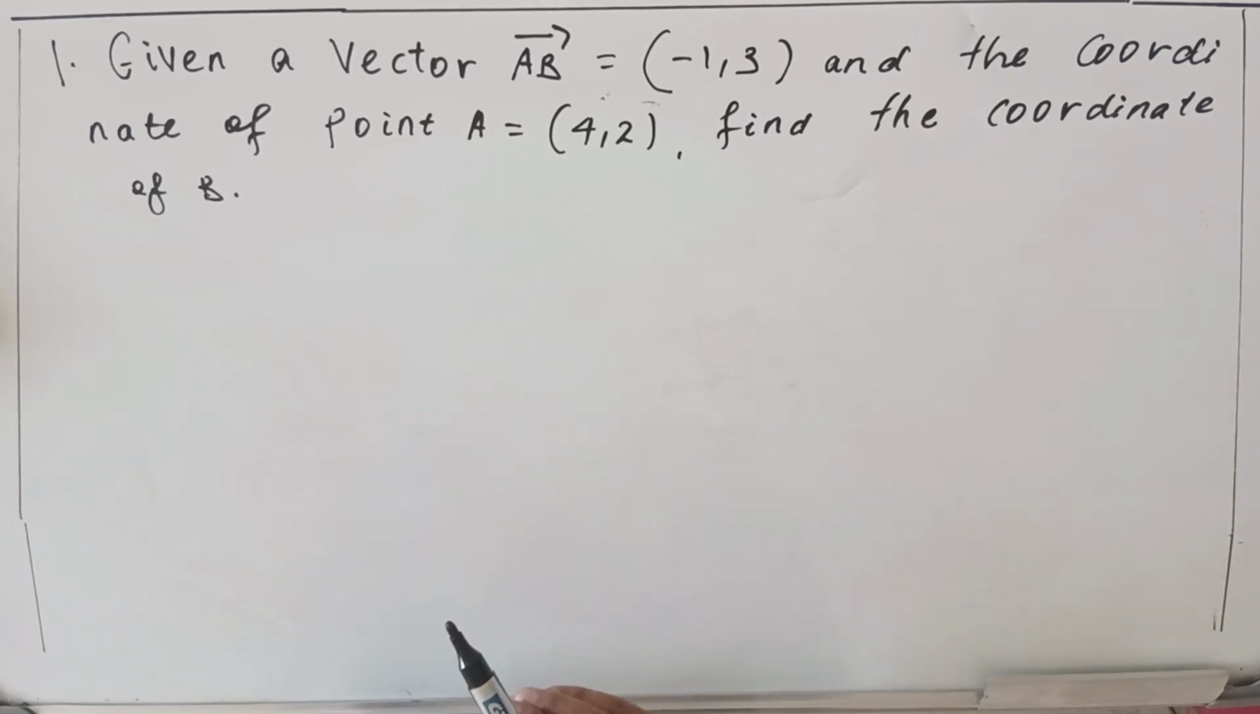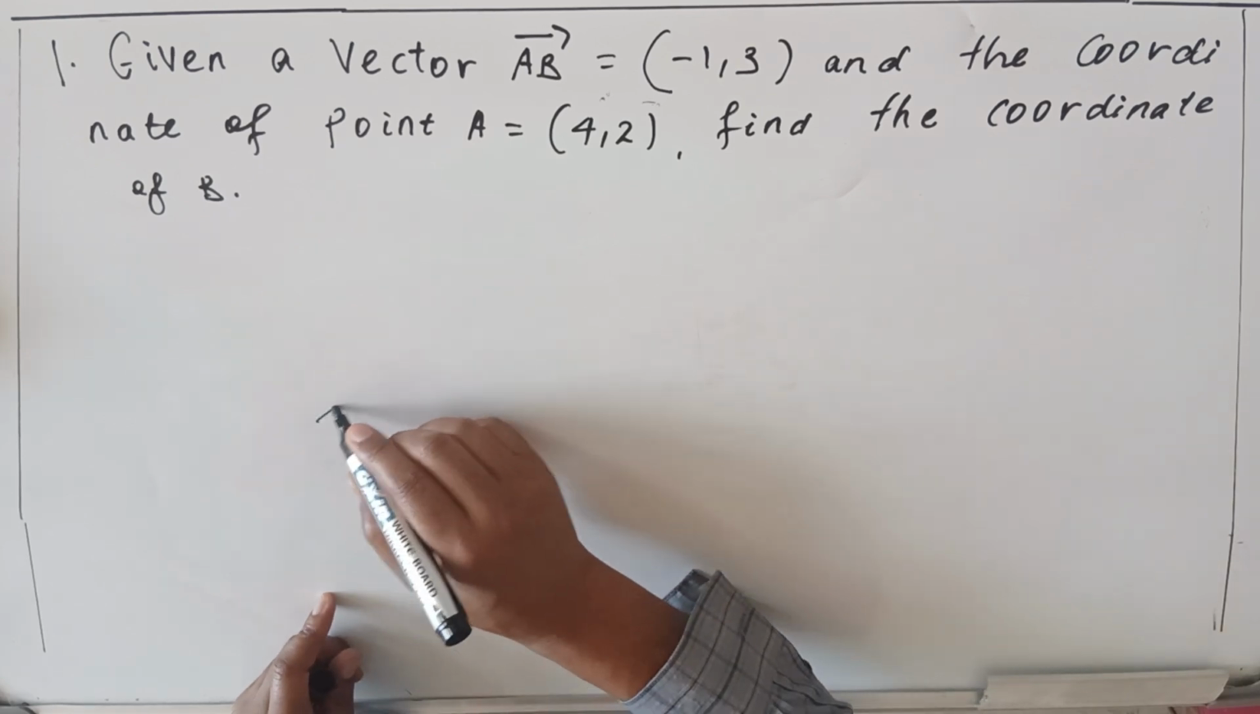Question number 1: given the vector AB is equal to -1,3 and the coordinate of point A is equal to 4,2, find the coordinate of B. That means the component form of vector AB is equal to -1,3 and the point A is 4,2.